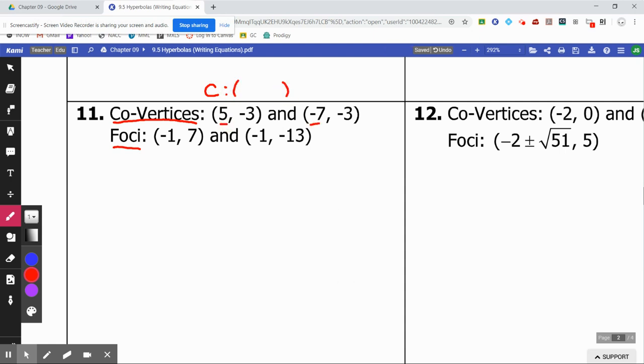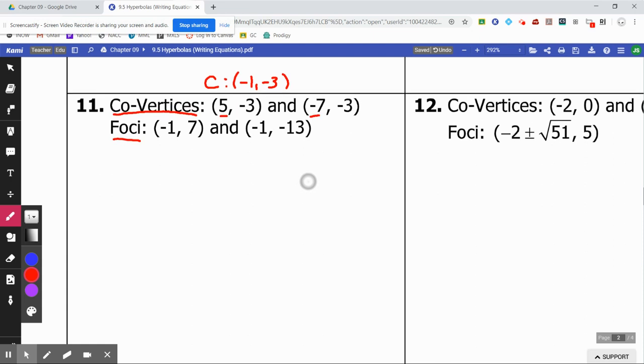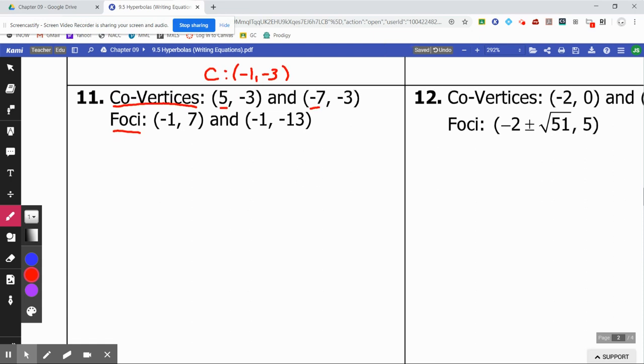Let's add our x's. For the covertices, the foci, it's all symmetrical, so you can do it on any of the points. Add your x's gives you -2, divided by 2 gives you -1. Add your y's divided by 2, it'll stay the same. So there's your center, your a value, your b value, and your c.